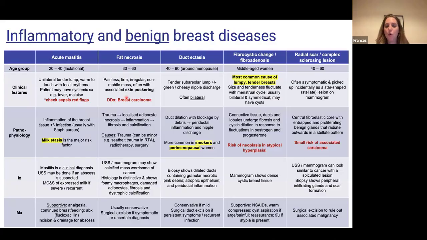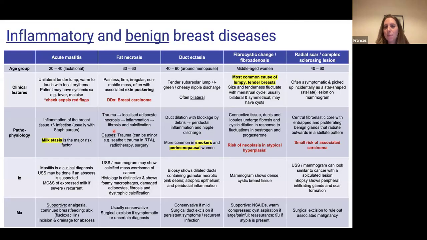What's going to happen is that the trauma is going to cause some kind of adipocyte, so fat cell, necrosis. So those fat cells are going to die. It's going to cause inflammation, and then you get fibrosis in that area because of all the inflammatory cells. And so you get some kind of scar tissue depositing there. This can be from very minor trauma.